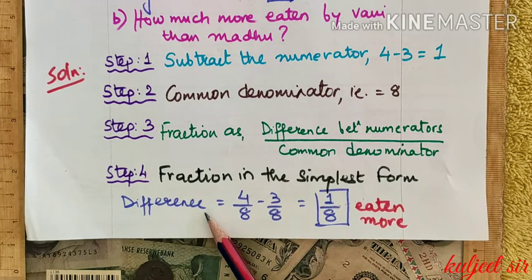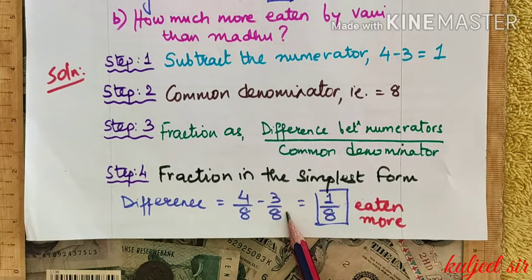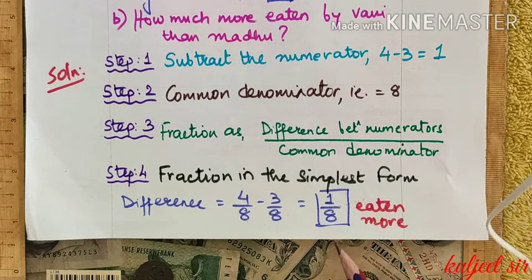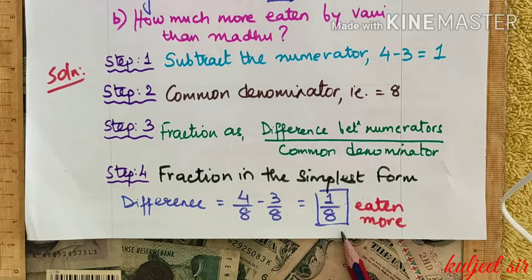So the difference is equal to 4/8, which was eaten by Vani, minus 3/8 that was eaten by Madhu. 4 minus 3 whole upon 8. We will get 1/8. So we can say therefore that Vani had eaten 1/8 of the pizza more than Madhu.